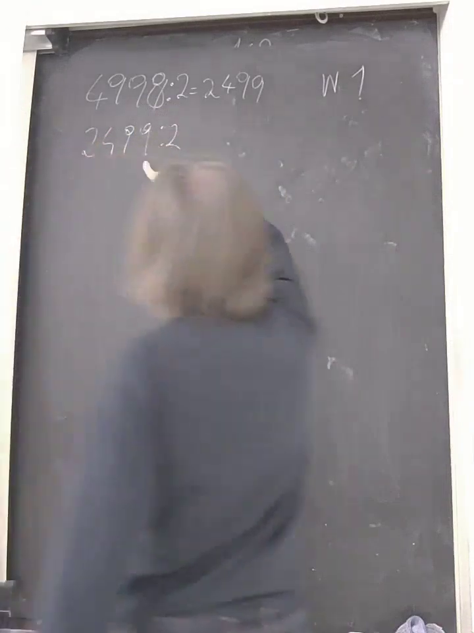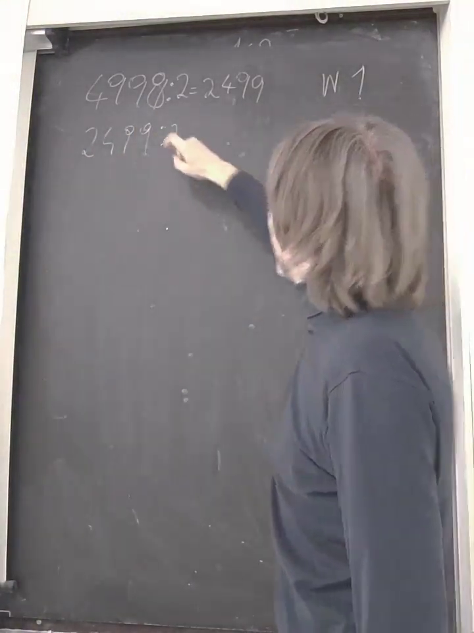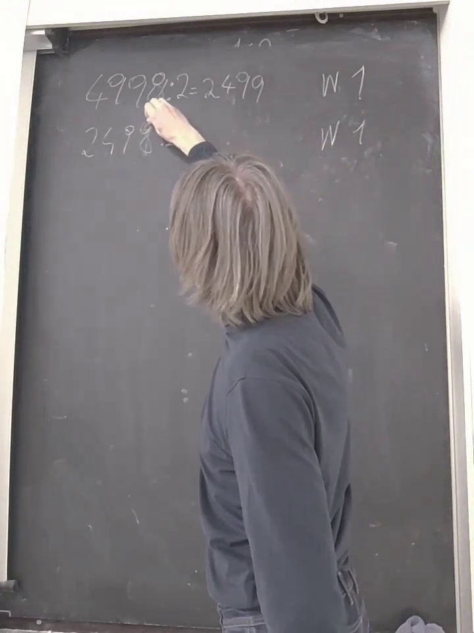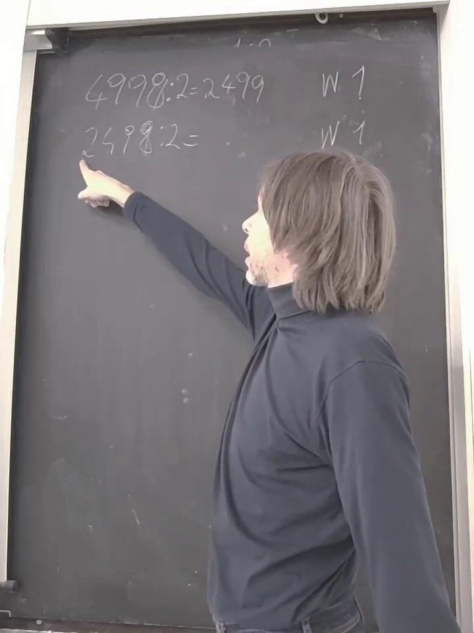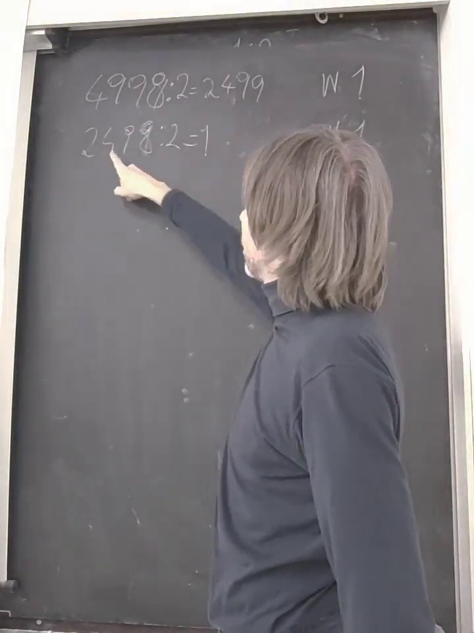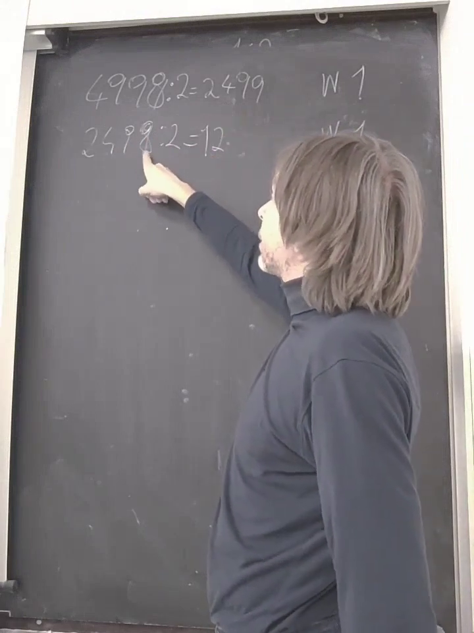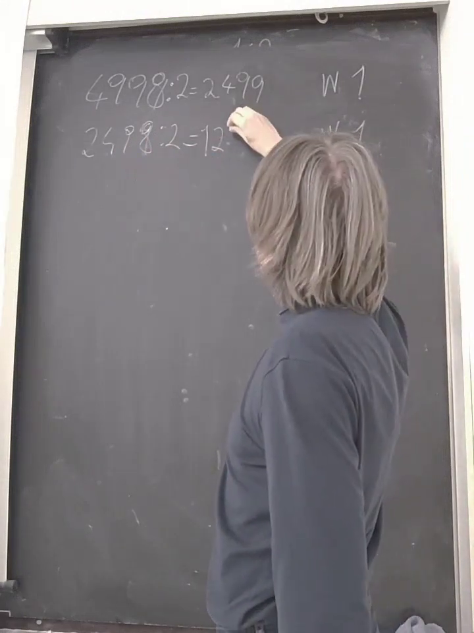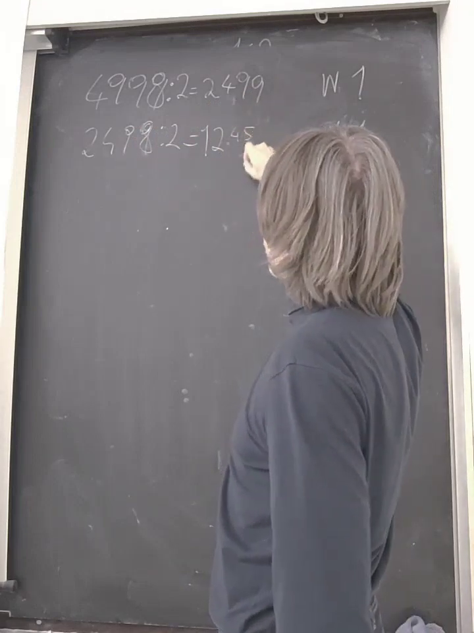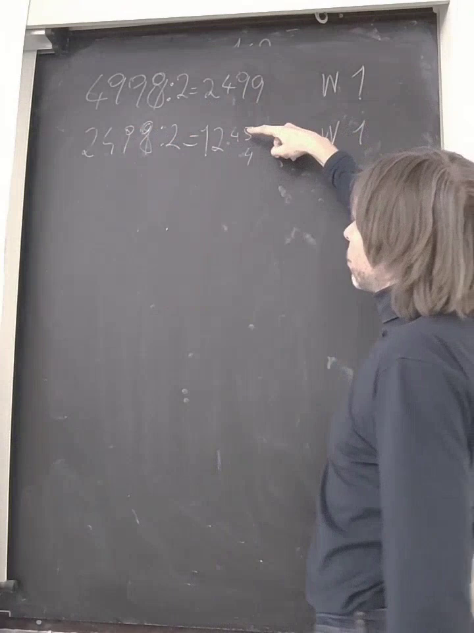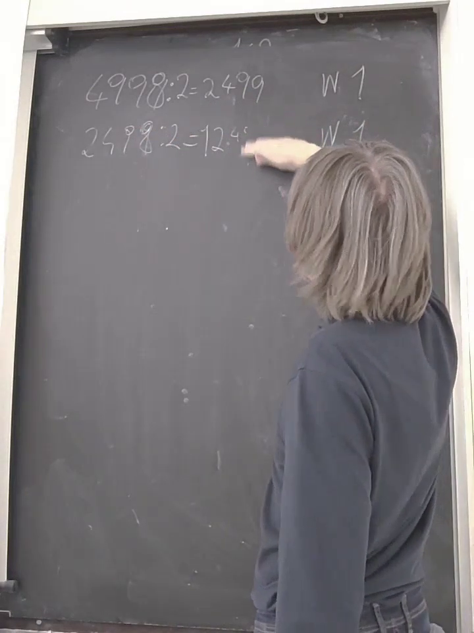Again, divided by 2. Odd. Waste of 1. And I can lower it, became 8. Okay, 2,000 will be 1,000, 400 will be 200, 98, 90 divided by 2 is 45, 8 divided by 2 is 4, so I have 1,249. Okay.